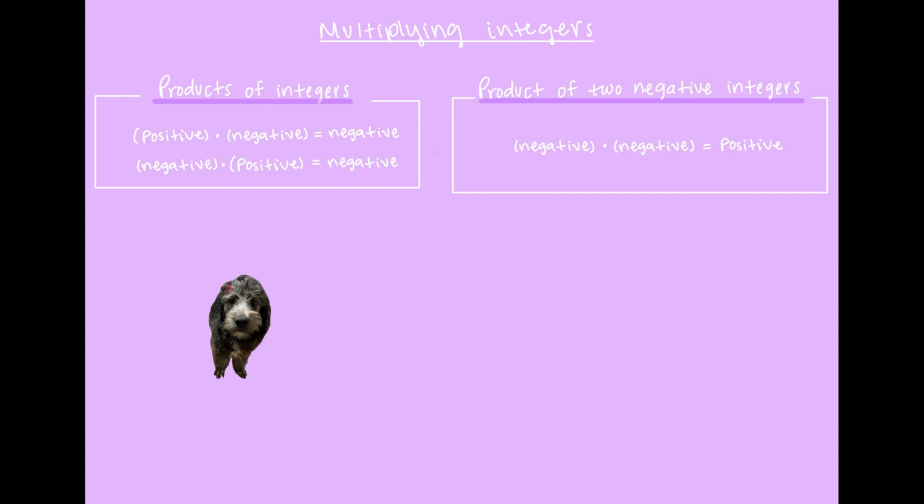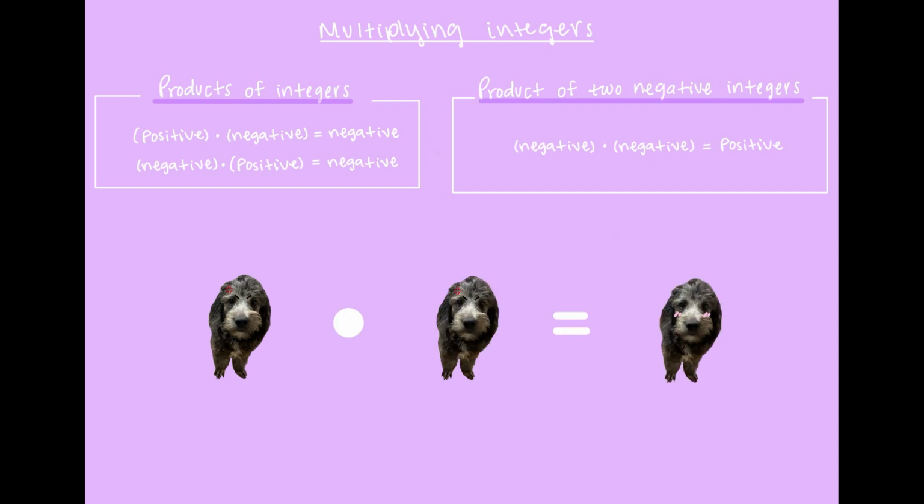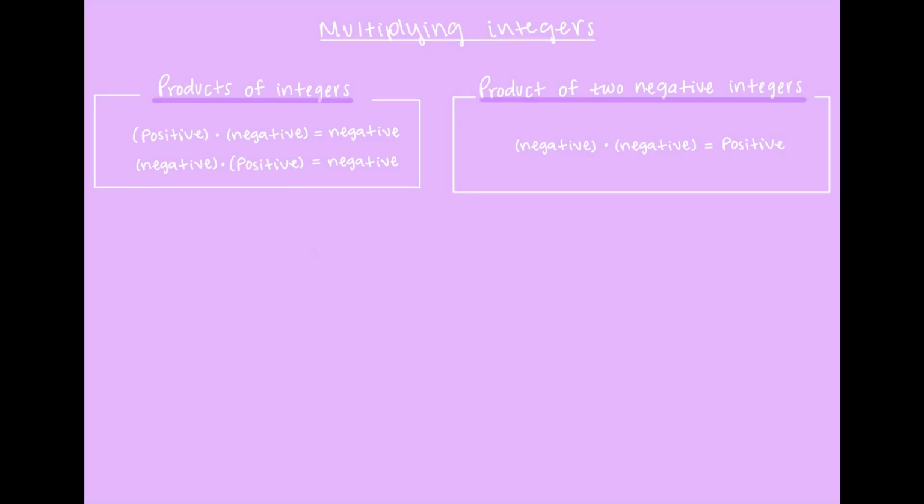But what happens when you multiply a negative by a negative? Well, your result becomes positive. Now let's do a couple examples multiplying integers. Consider the rules I mentioned. If we multiply negative 8 by positive 5, we get negative 40.